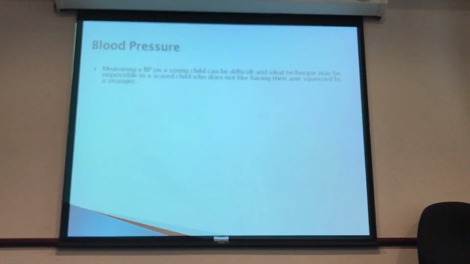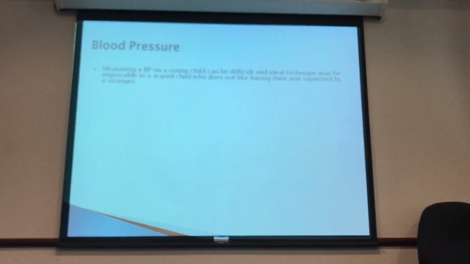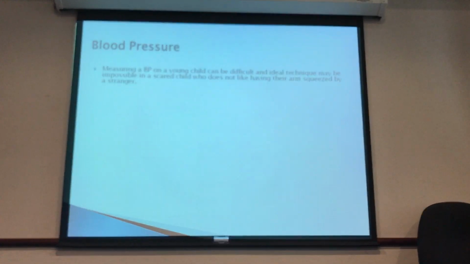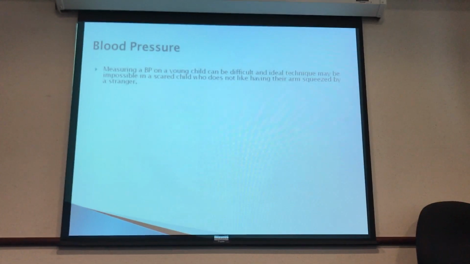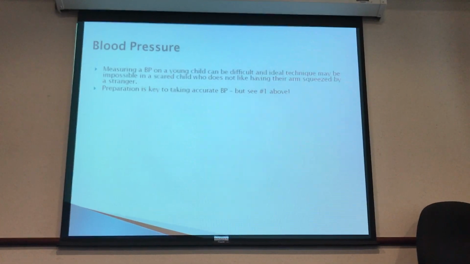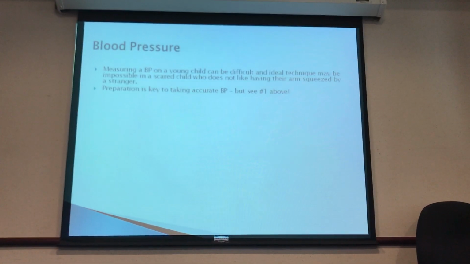Blood pressures. I think this is probably the most difficult one, and I wish I had some magical words of wisdom on taking blood pressures in little ones, but this is probably the scariest vital sign for kids, because you're putting something on them. It squeezes, it feels weird. They generally dislike everything about it. And it's unfortunate because preparation is key to taking an accurate blood pressure, but when you're dealing with all of the points in number one, that can be a bit of a challenge.